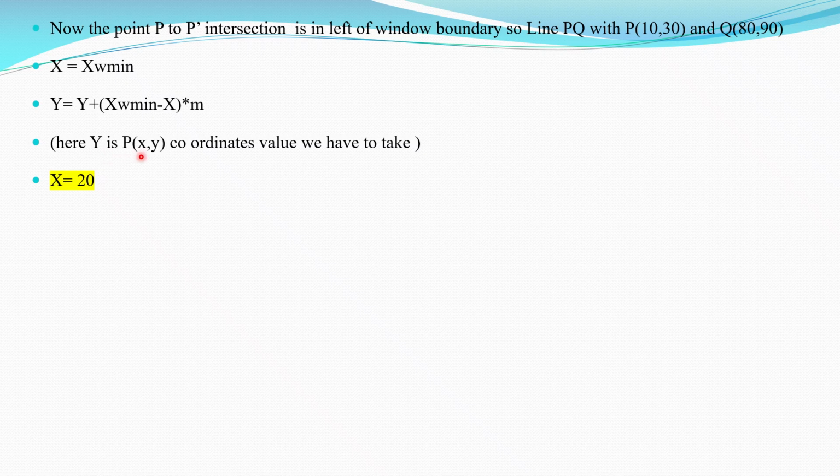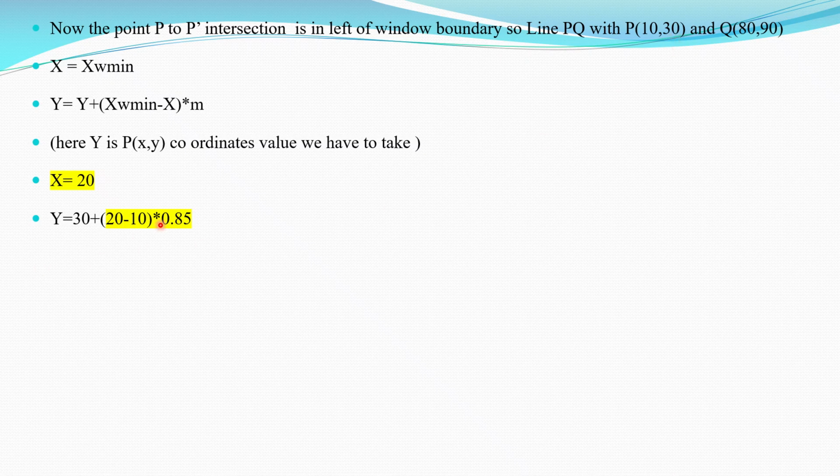Here Y is P's Y coordinate value we have to take, and the X value is XW min, which is 20. Windows, right, XW min we are saying. So for that window minimum value we have to take 20. And what is the Y? Y is P's value, that is 30.